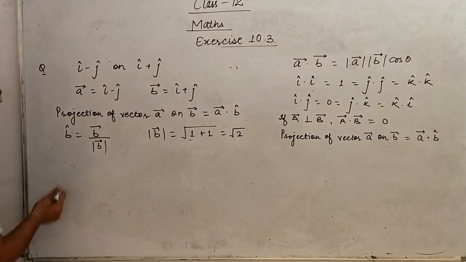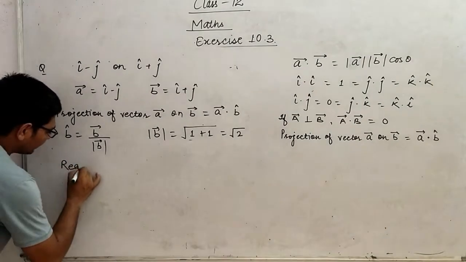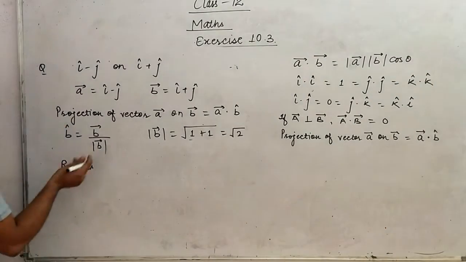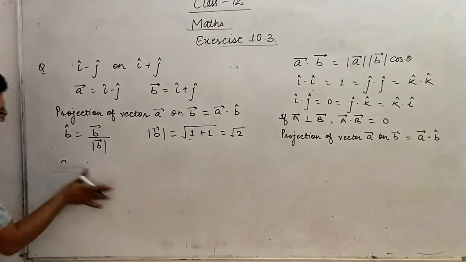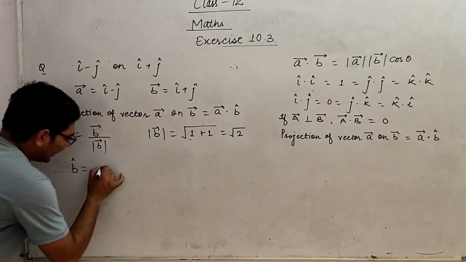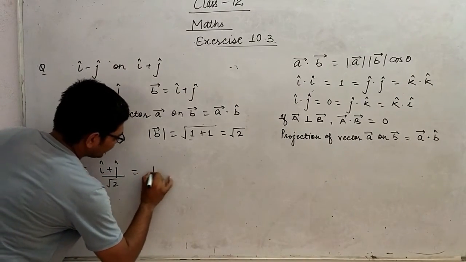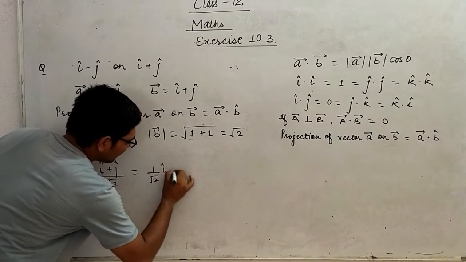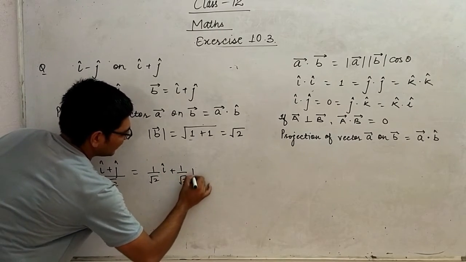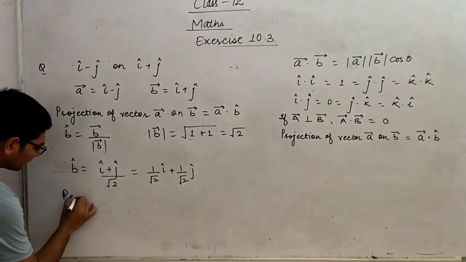Now the projection of vector A on B is given like this. Now for the required projection, first of all let me calculate B cap. I just forgot to calculate B cap, that is i cap plus j cap by root 2, that is 1 by root 2 i cap plus 1 by root 2 j cap. Okay, now the required projection.